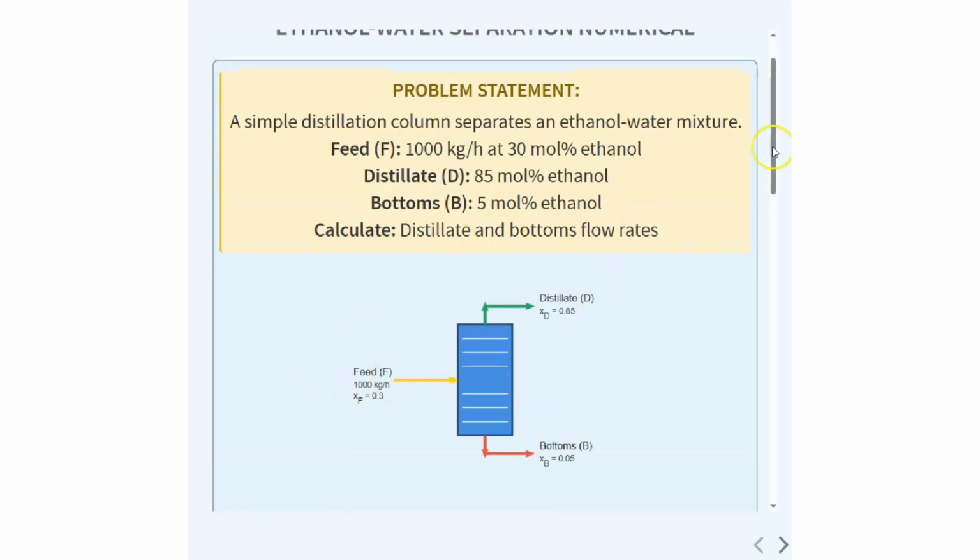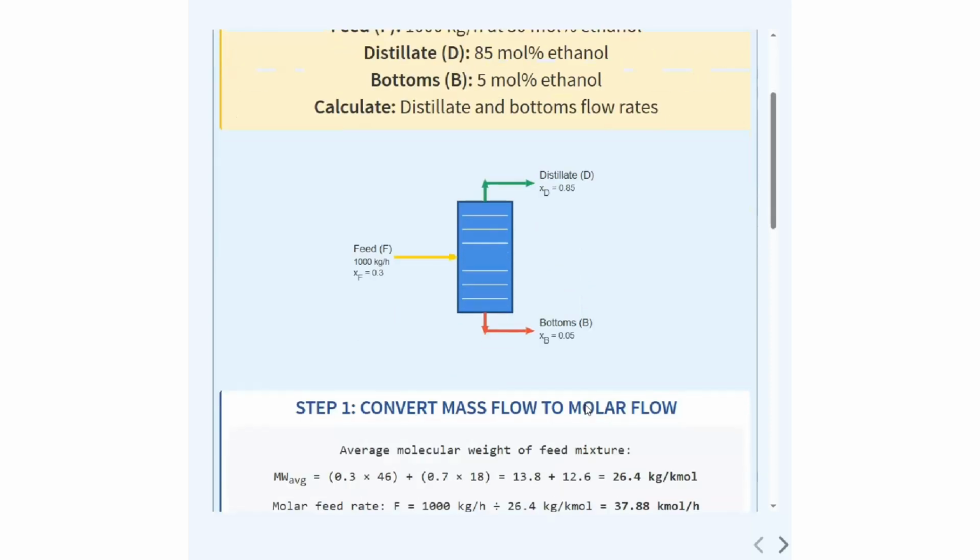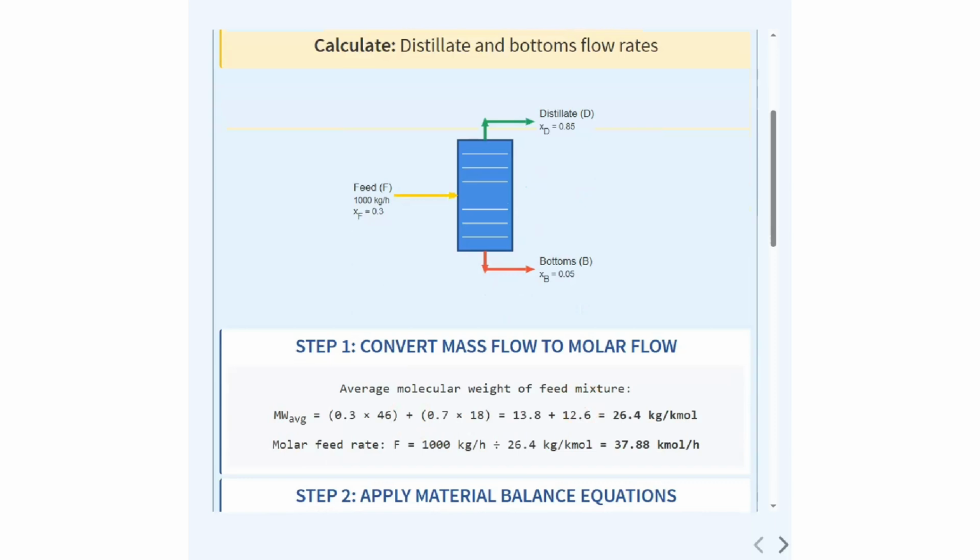The feed is 100 kg per hour. It contains 30 mole percent ethanol. The distillate product is richer with 85 mole percent ethanol, and the bottom product contains only 5 mole percent ethanol. So our goal is to calculate the distillate flow rate and then the bottom flow rate, both in mass units, that is kg per hour. Let's begin step by step.